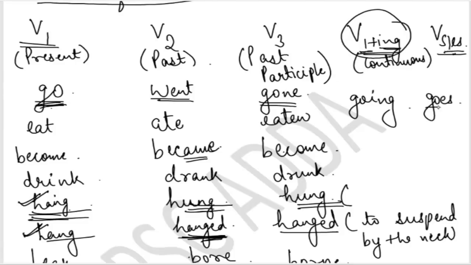In go, use es. Let's talk about eat. So eat, ate, eaten. The ing form will be eating, and the verb s or es form will be eats. Alright, so it's quite simple. Verb s or es form is simply adding s or es to the verb first form.